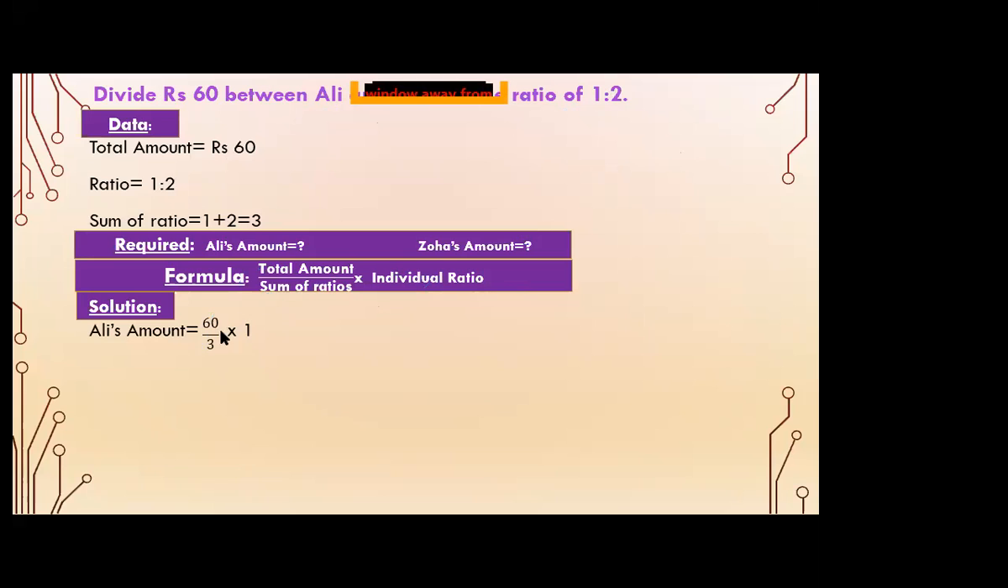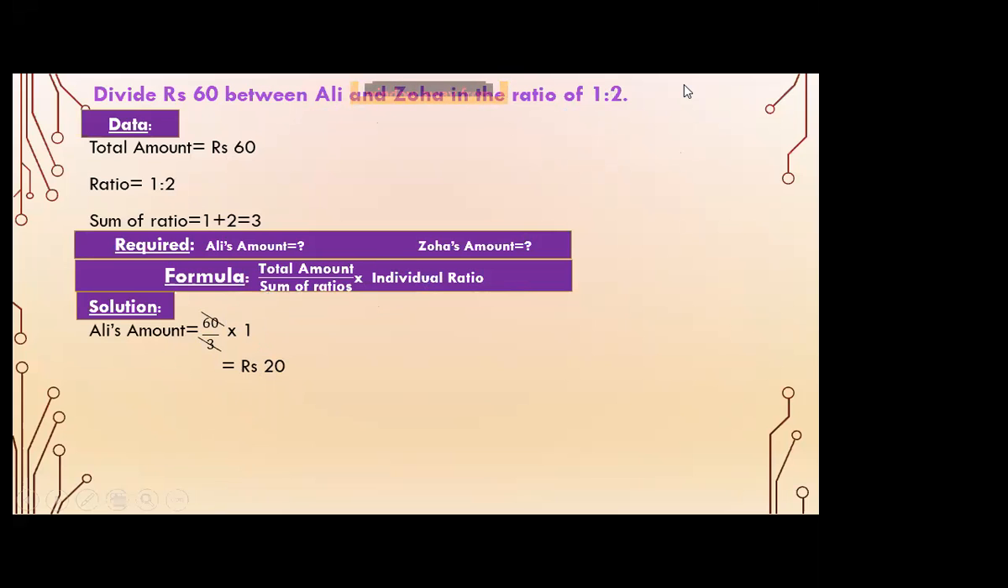So here 3 ones are 3, and 3 twos are 6, we get 20. 3 ones are 3 and 3 twenties are 60. We get rupees 20 here. Ali's amount is rupees 20.